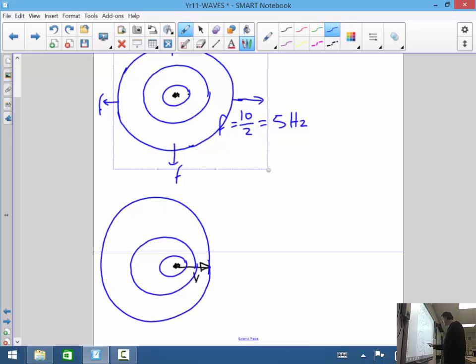So what you're getting happening here is a bunching up of the waves here at the front. So the waves bunch up. And you should find, if you're watching from this position here, that they're going to arrive more frequently because they're coming in closer together.